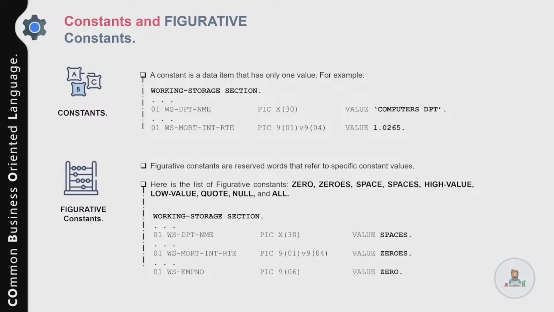For example, HIGH-VALUE, LOW-VALUE, QUOTES. So these are a couple of important figurative constants that you'll be using in your COBOL programs, and we're going to showcase how you can use these variables in our coming lectures. Lastly, to keep your code simple and consistent, it is always recommended that you use the singular form of the figurative constant, that is ZERO, SPACE, QUOTE, HIGH-VALUE and LOW-VALUE.